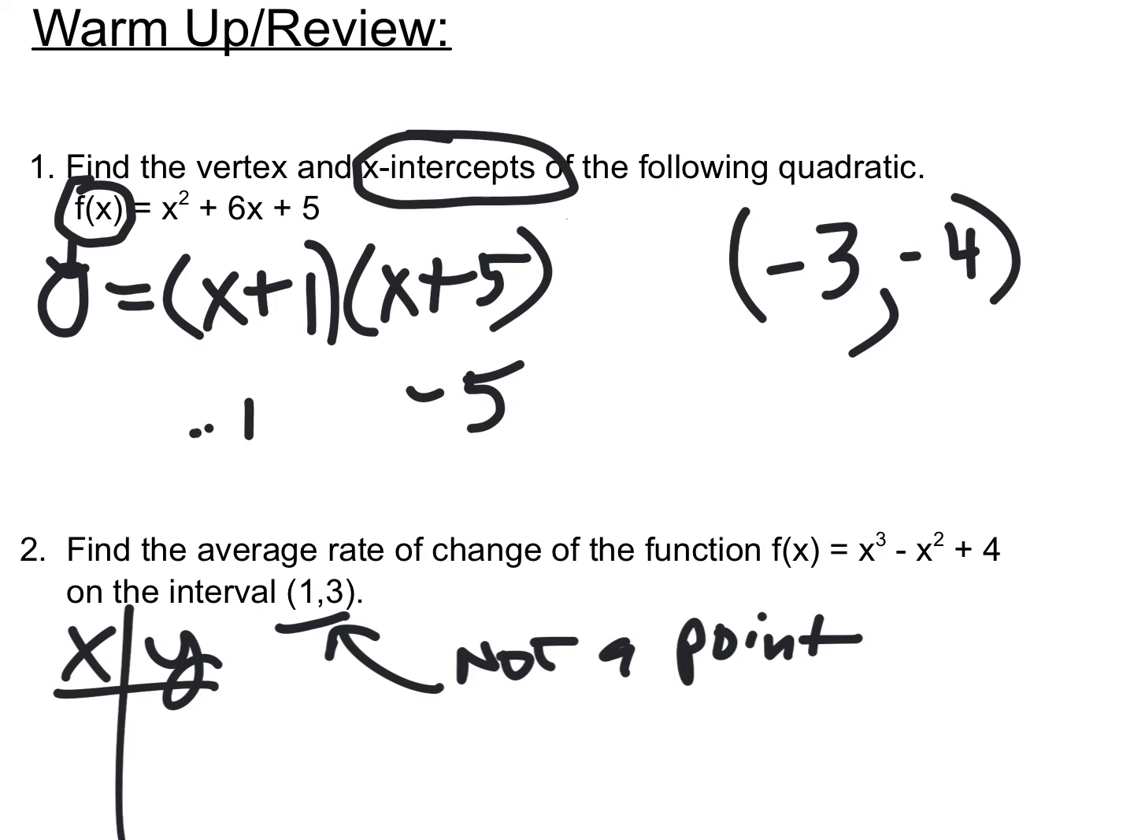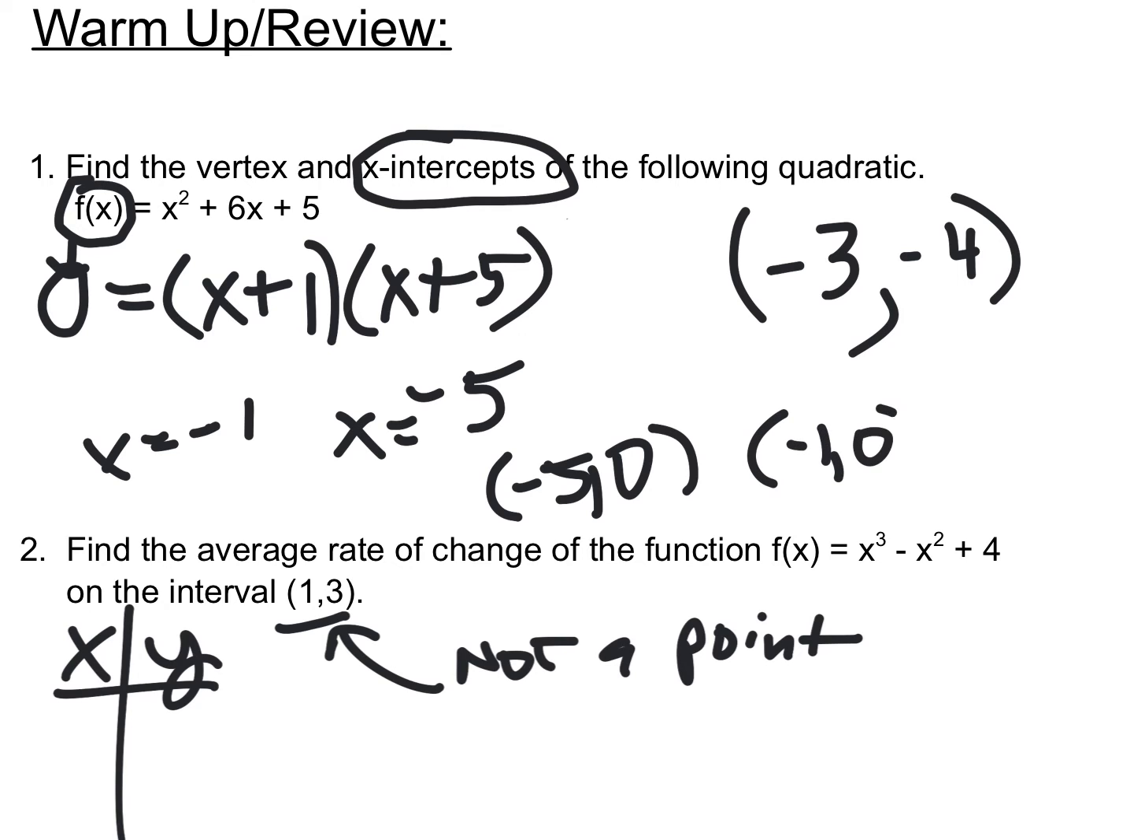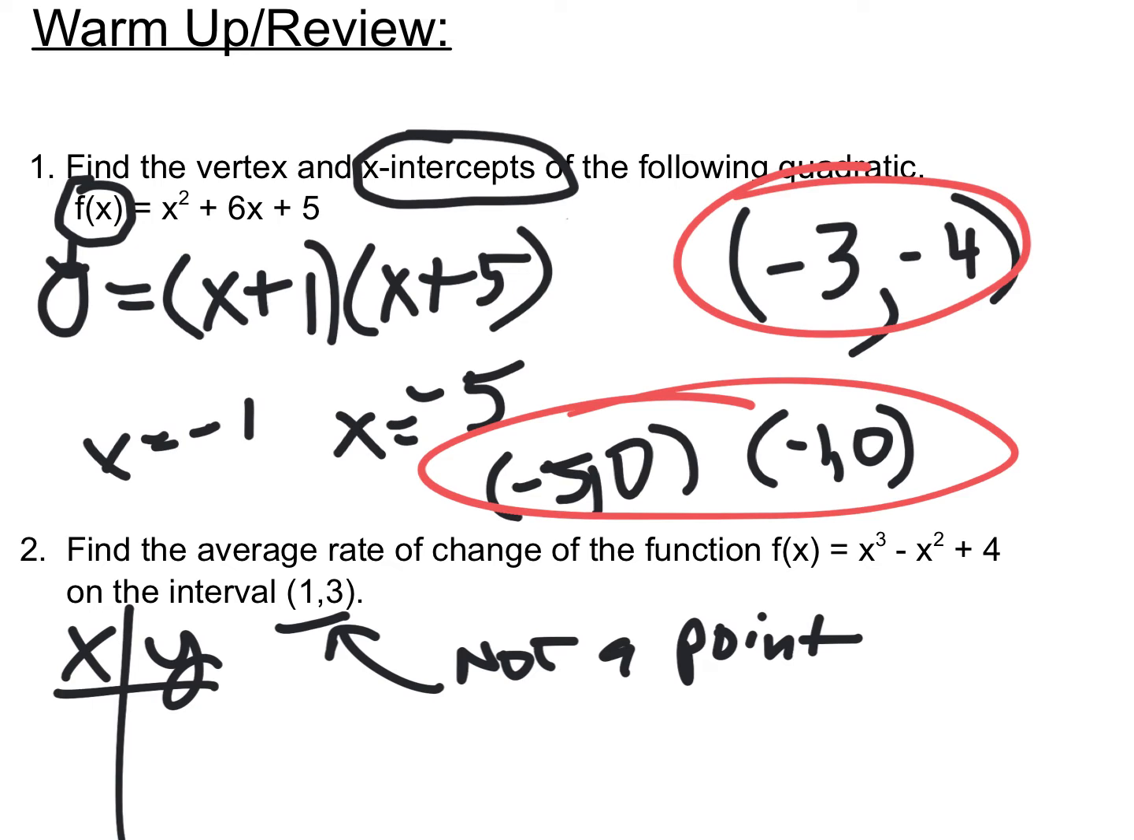And Mr. Server cries a little bit and marks it wrong because that's not an okay way to write your answers. You got 2 choices. You could either say x equals this and x equals that, or since they're x-intercepts, their y is 0. You could have said -5 comma 0, and you could have said -1 comma 0. X-intercepts, vertex. You guys good with that? Okay.